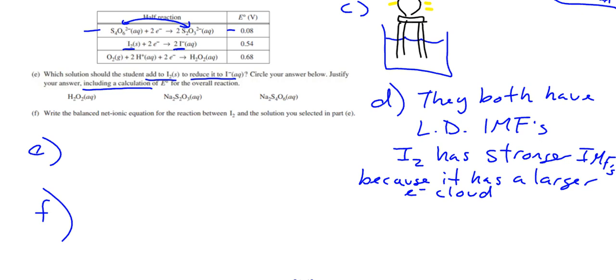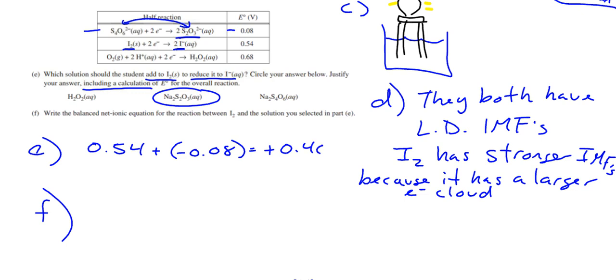So what is being added to my I2? S2O3. You see that? This is being added. Okay? So justification, honestly, what I just wrote, I just did the math here. I just wrote them out, and I circled it, and then I just wrote this plus 0.46. And then you could say the reaction between the S2O3 and I2 creates a voltage of plus 0.46. If you feel like you haven't said enough, you could say the other reactions would create a negative voltage.